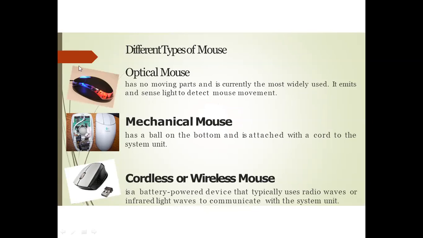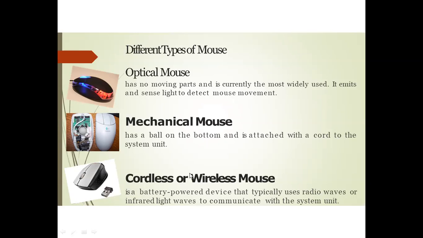So this is an example of an optical mouse, as you can see in the picture. We have also the oldest type of mouse, the mechanical mouse. It has a ball on the bottom and is attached with a cord to the system unit. As you can see in the picture, there is a ball in the mechanical mouse.